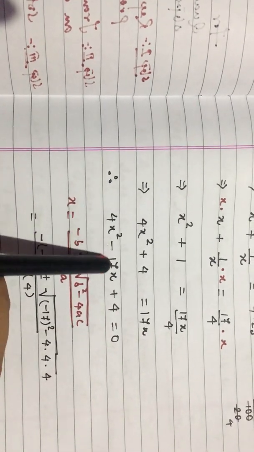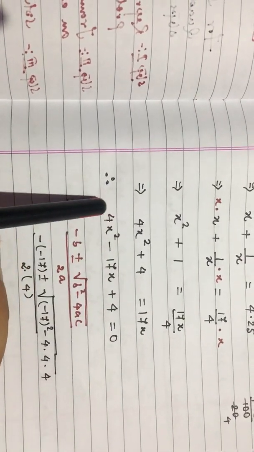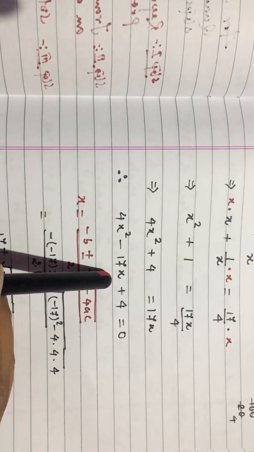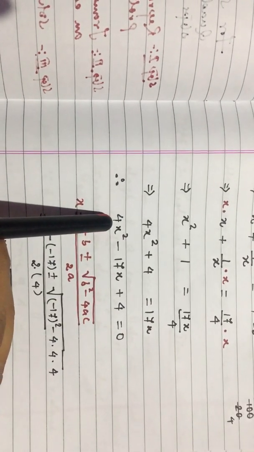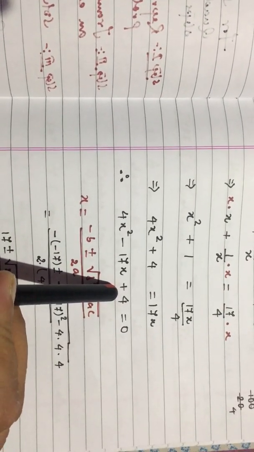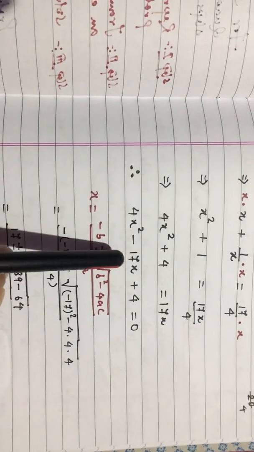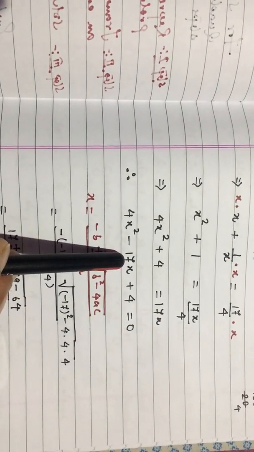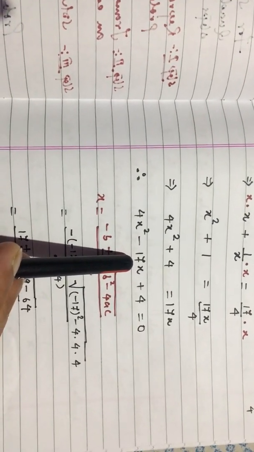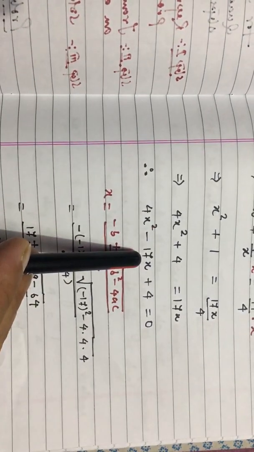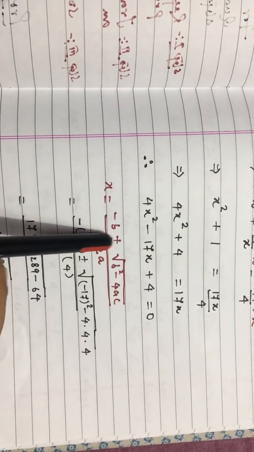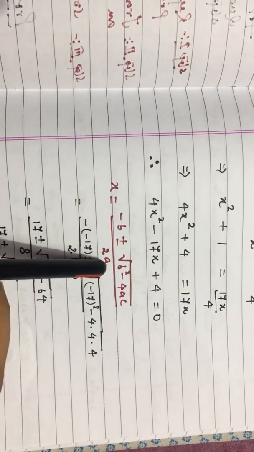Now this is in the quadratic equation form ax square plus bx plus c equals 0. Here a is 4, b is minus 17, and c is 4. After this step, you can either apply factorization by splitting the middle term, or the formula method. I am solving this question using the formula method. x equals minus b plus minus under root b square minus 4ac by 2a.